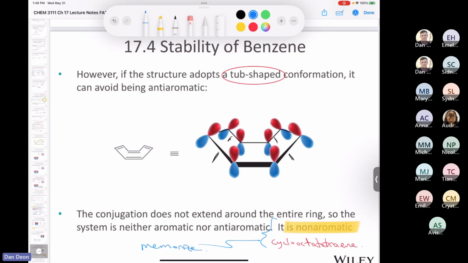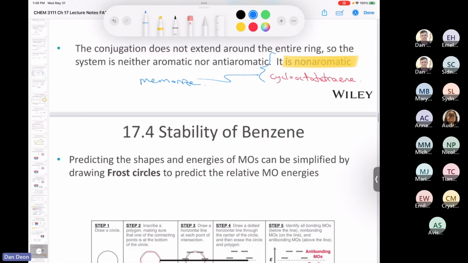So now you have an aromatic compound, benzene. You have an anti-aromatic compound, cyclobutadiene, and you have a non-aromatic compound, cyclooctatetraene. So now you've seen all of them. All right, well, let's move on from there.